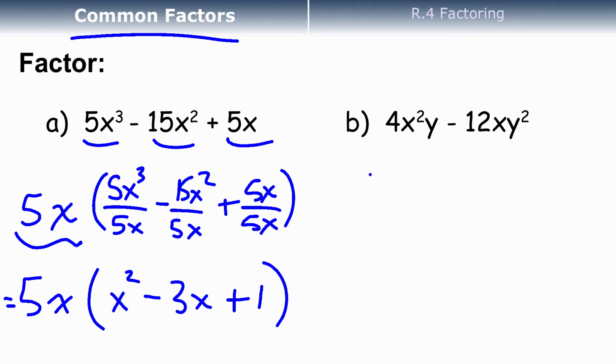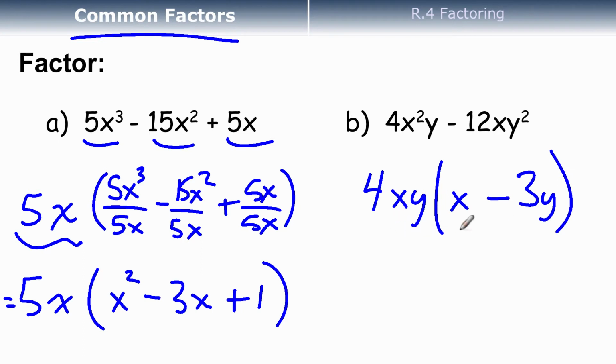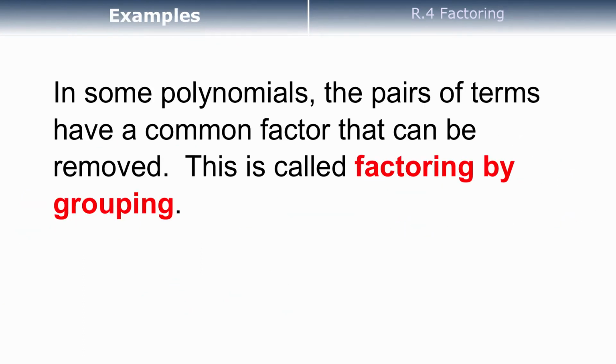Okay, hopefully you've pressed play. I can take a 4 out, an x, and a y. If I take that out of the first one, I'm just left with an x. If I take it out of the second one, or I divide this by that, I come up with a 3 and a y. So that would be the factors of this one. So that's known as common factoring.